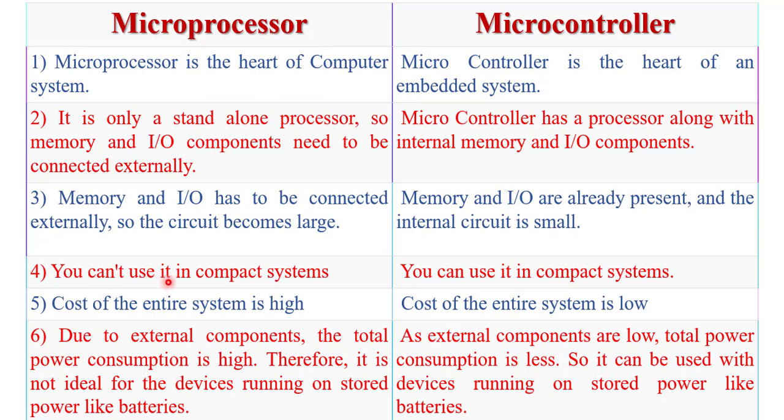Next, you cannot use a microprocessor in a compact system. In case of a microcontroller, you can use it in compact systems. Next, in case of a microprocessor, the cost of the entire system is high. In case of a microcontroller, the cost of the entire system is low. Next, in case of a microprocessor, due to external components, the total power consumption is high. Therefore, it is not ideal for devices running on stored power like batteries. In case of a microcontroller, external components are few, so total power consumption is less. So it can be used within devices running on stored power like batteries.